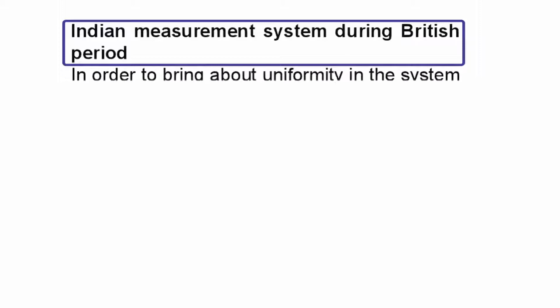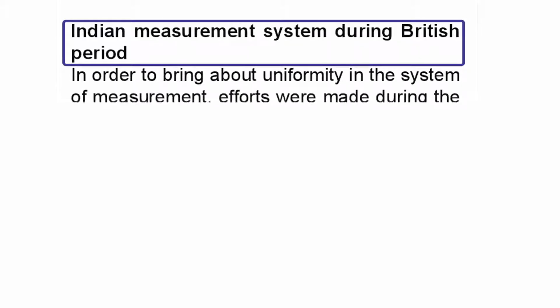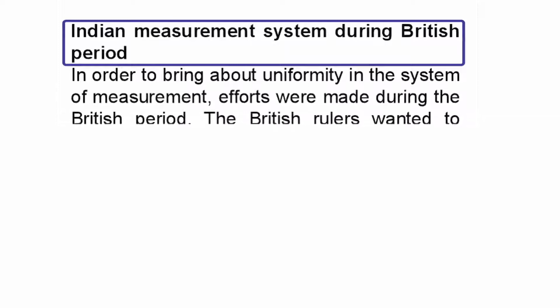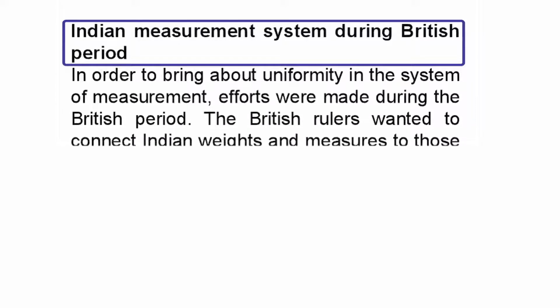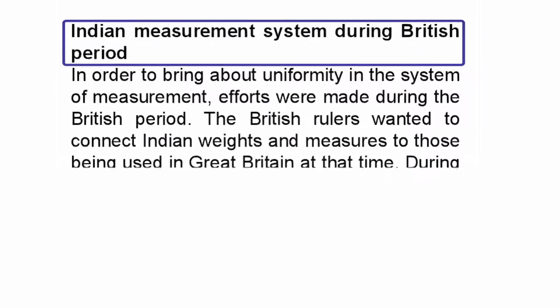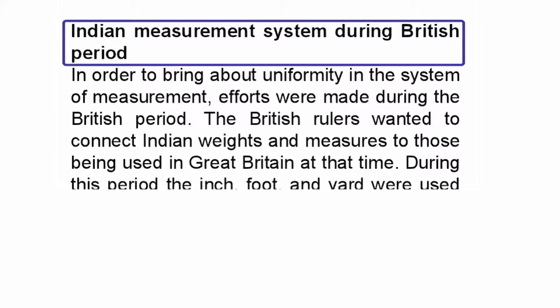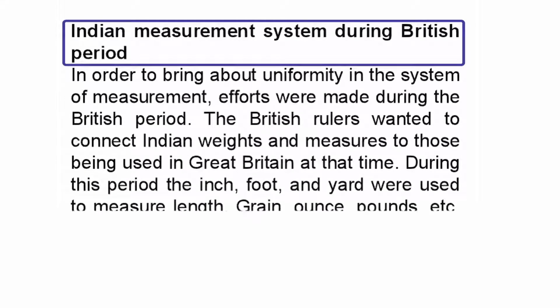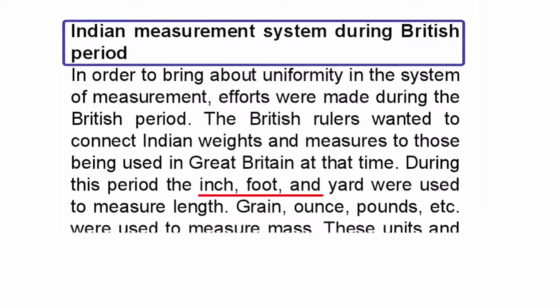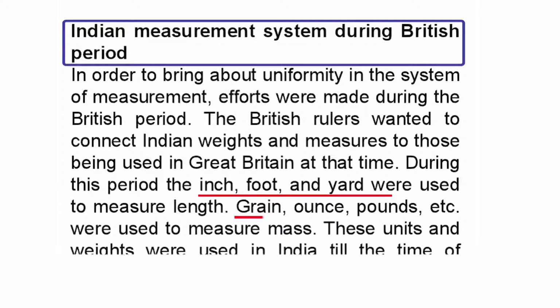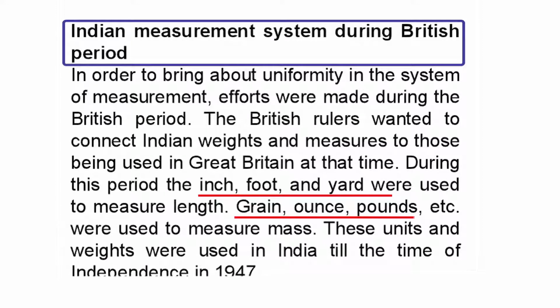Indian measurement system changed during the British period. Now let us discuss what the measurement system was during the British period. In order to bring about uniformity in the system of measurement, efforts were made during the British period. The British rulers wanted to connect Indian weights and measures to those being used in Great Britain at that time. During this period, the inch, foot and the yard were used to measure length. Grain, ounce, pounds, etc. were used to measure mass. These units and weights were used in India till the time of independence in 1947.